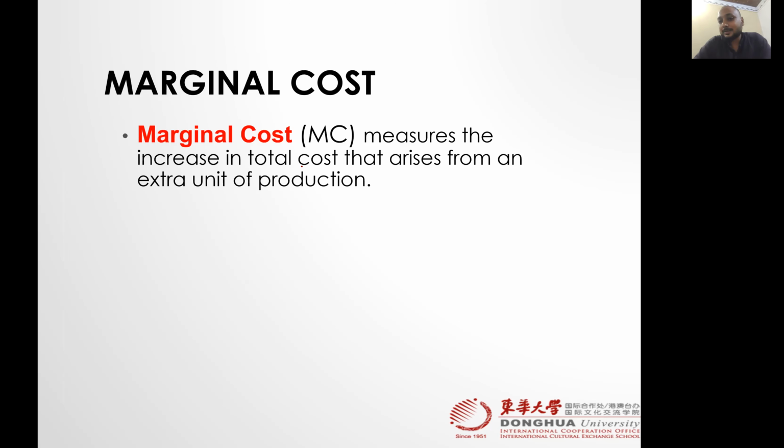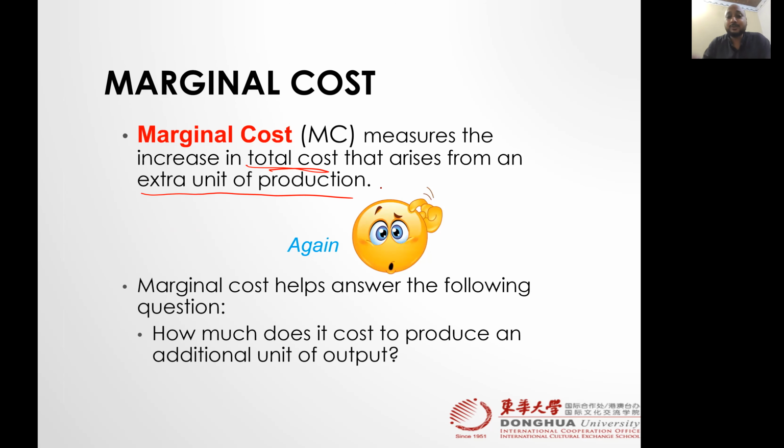Marginal cost measures the increase in total cost that arises from one extra unit of production. Marginal means additional or incremental. If you're still confused, just remember that: how much does it cost to produce an additional unit of output? Or how much addition in the total cost is going to be by producing one more unit?